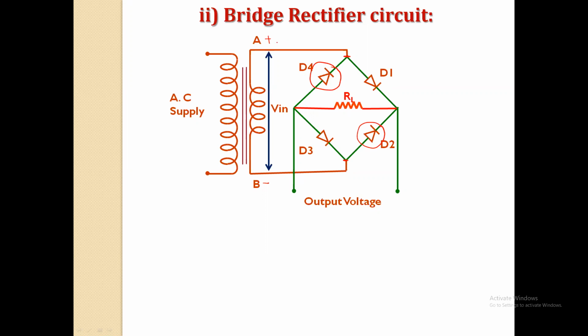And now the direction of current flow in a positive half cycle is from point A, it comes to this point. आता या पॉइंट मध्ये करंट आल्यानंतर, does the current flow through the diode D4?